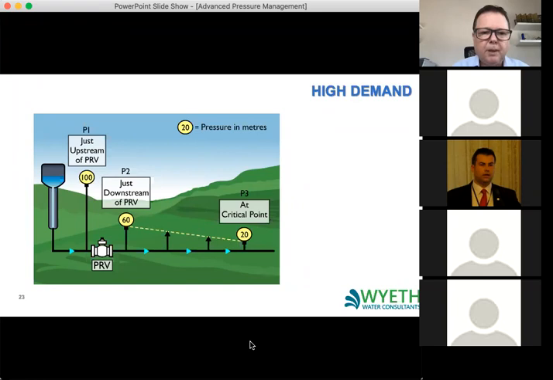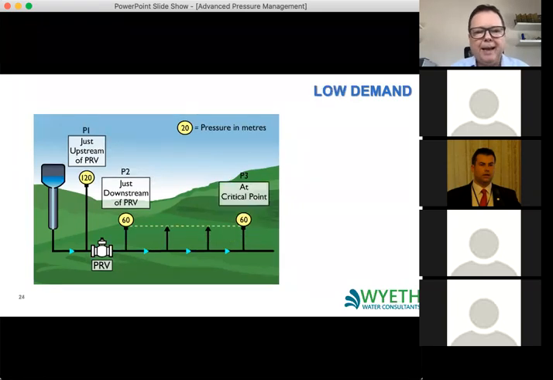losses. But at night time, when we have almost no demand, you can see that there's almost no frictional losses across the network because the flow is very low. So what's happened is, at your minimal pressure point, the pressure has now gone up to 60 meters. So it was 20 meters during the day, but it's 60 meters at night. You see that the pressure on the outlet of the PRV has remained at 60 meters.